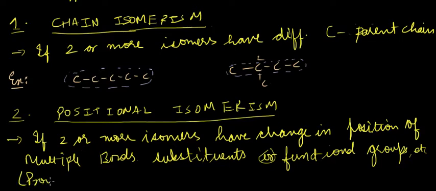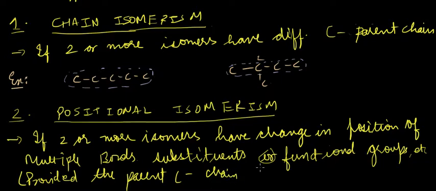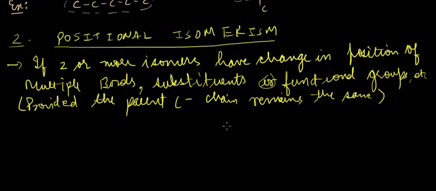This is an important point to notice: provided the parent carbon chain remains the same. What happens if the parent carbon chain changes? Then it would be an example of chain isomer, not positional isomer. So provided the parent carbon chain remains the same and there is a change in location of a multiple bond, substituent or functional group, it is known as a positional isomer. Let's look at some examples of positional isomer.